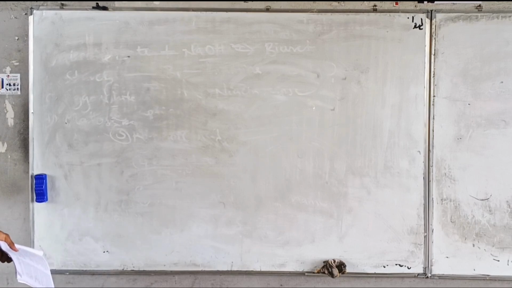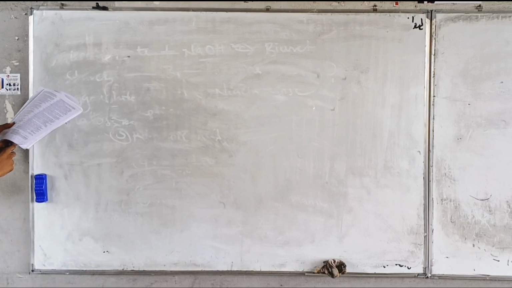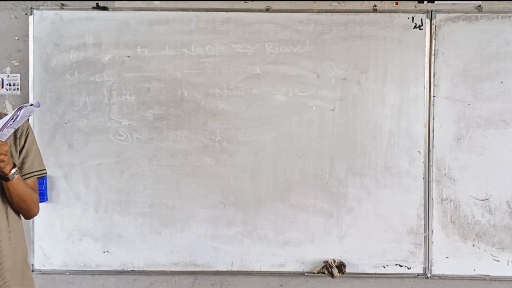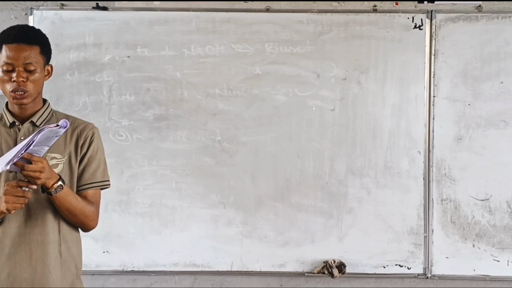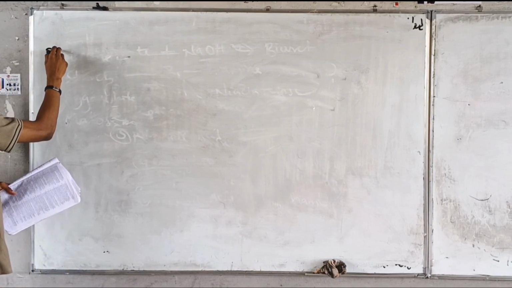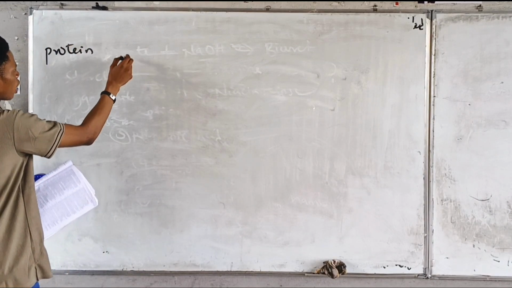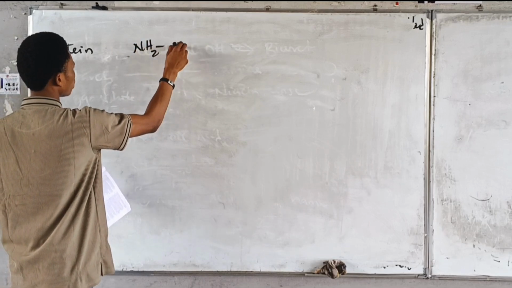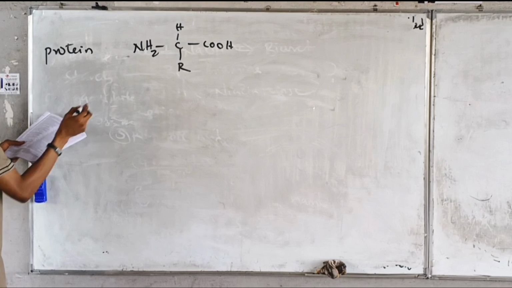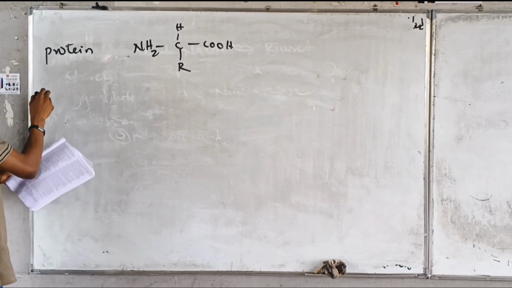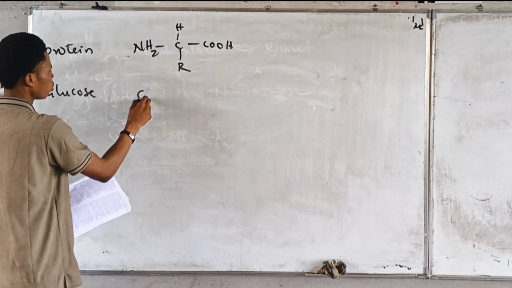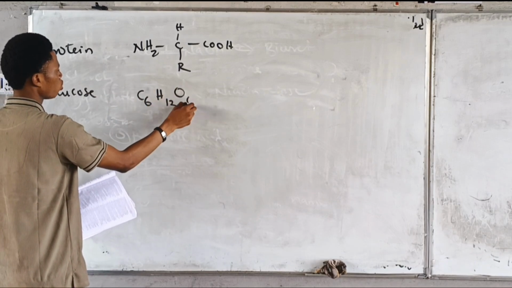Is it carbon? Okay, let's see now. A says hydrogen, B says sulfur, C says nitrogen, D says phosphorus. The answer is hydrogen. Because look at protein. We said the building block of protein is amino acid. If you draw the structure of amino acid, this is the general formula of amino acids, which is the building block of protein. Carbohydrate, give me one carbohydrate, glucose, right? If you draw the structure of glucose, this is the molecular formula of glucose.